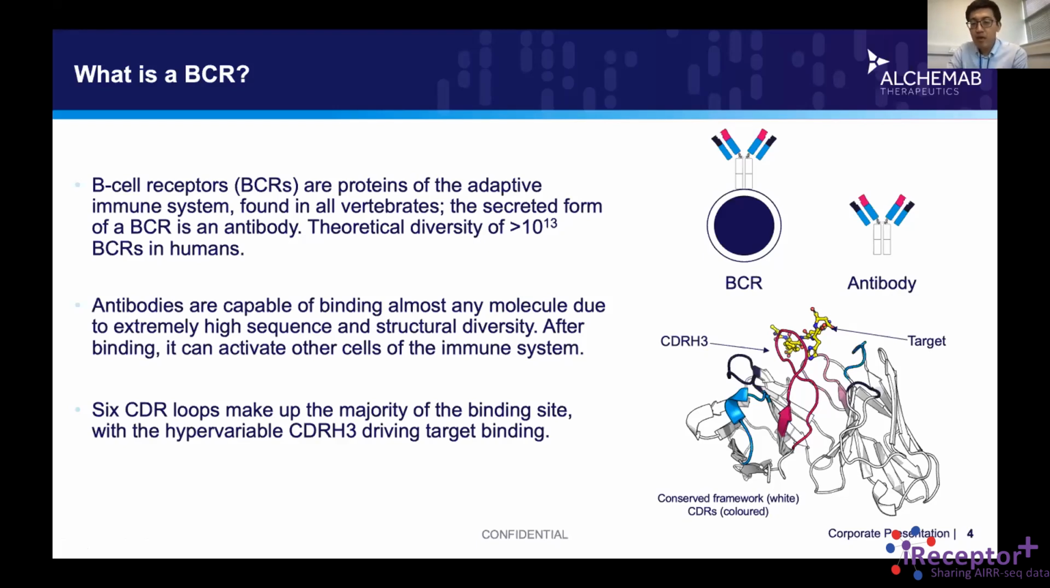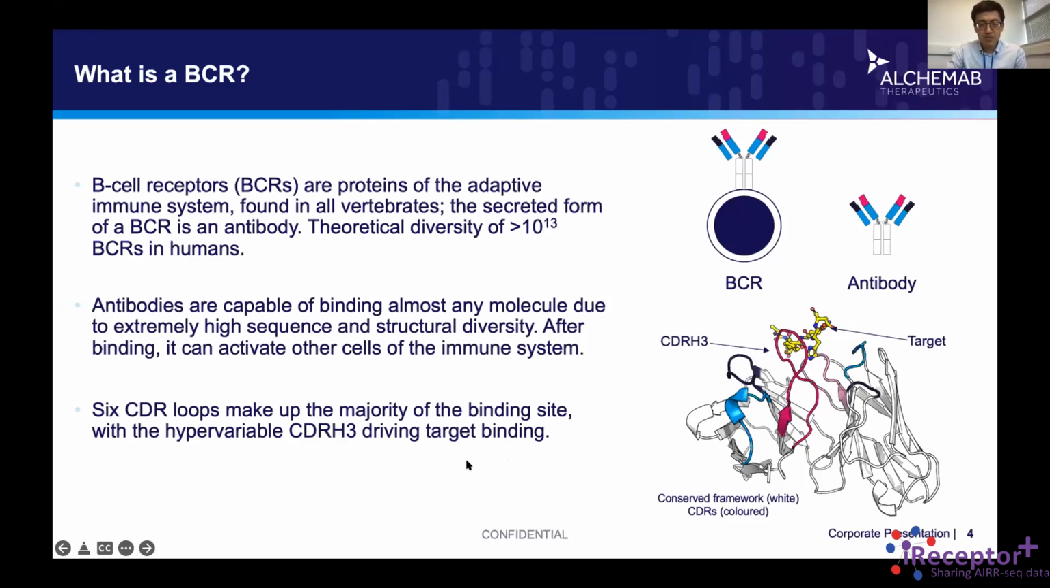In particular, antibodies are characterized by six so-called CDR loops, which are the colored bits in this structure at the bottom. In particular, the one in the middle, your CDRH3, is the most important. Typically, that's where most analyses and effort are focused on understanding.